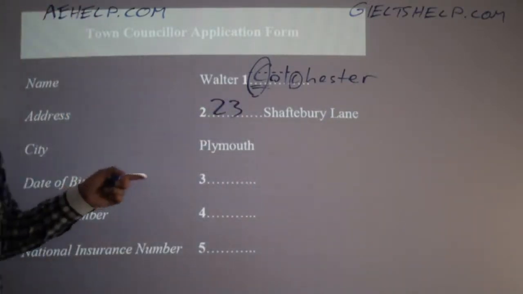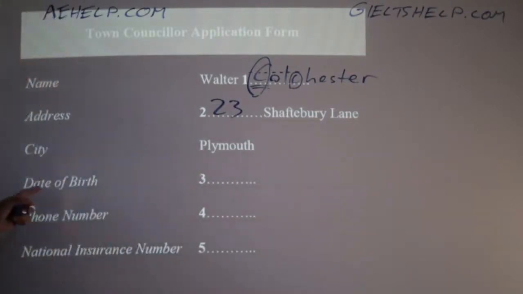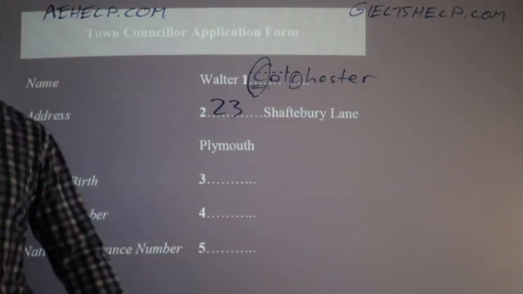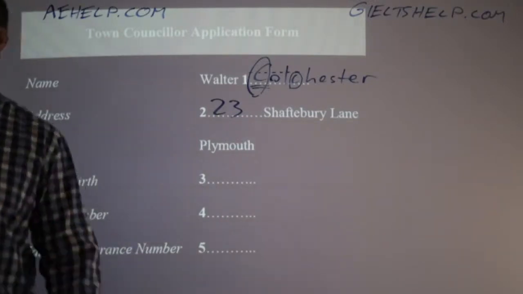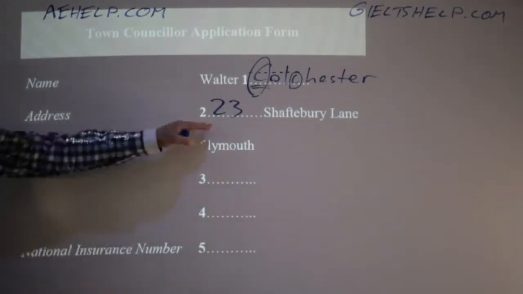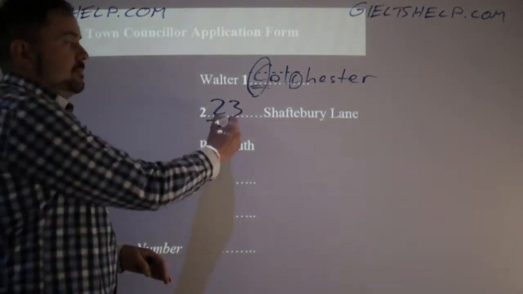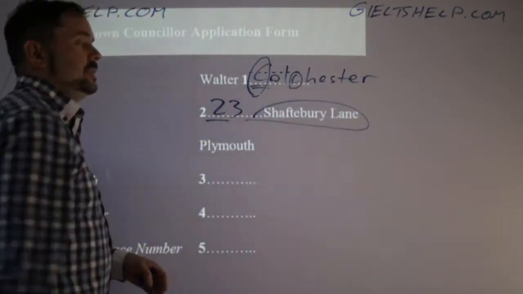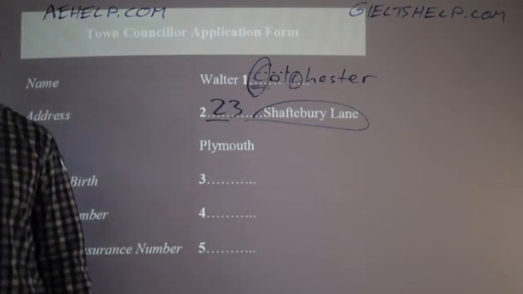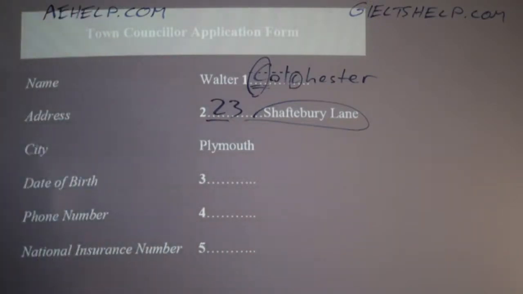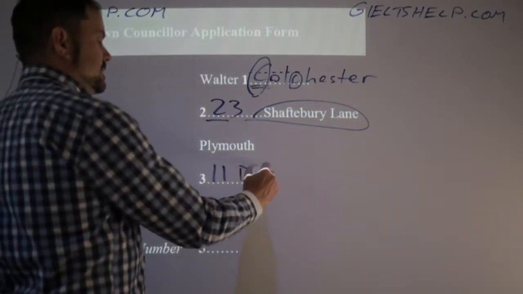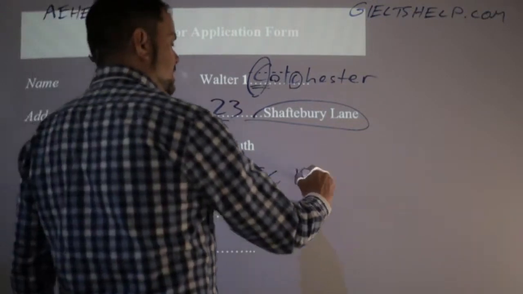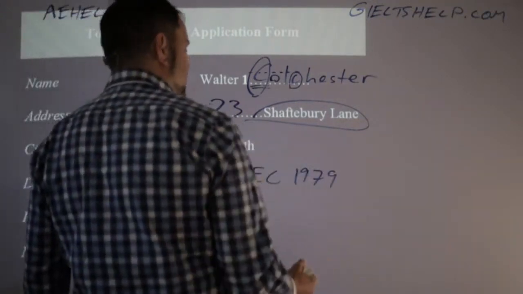The city is Plymouth. And what's the date of birth? So when was this person born? Okay, and again, here you want to keep it simple. So number two is 23. All you need is this number because you have the name of the street. Okay. And Sammy says 11 December 1979 and keeping it easy. So 11 December 1979, okay?